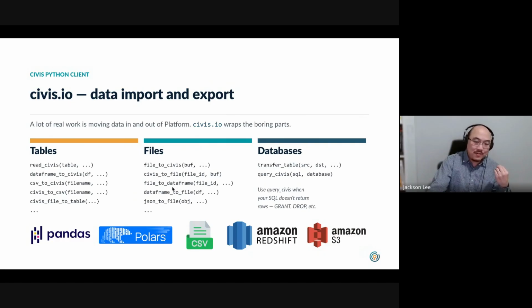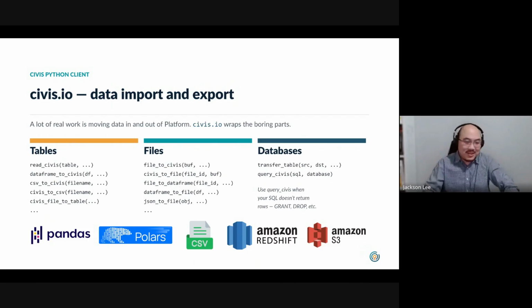And then that also extends to data frames as well, either polars or pandas. If you have a file that happens to be a plain text CSV file, as a Civis file, and you want to turn it into a data frame in Python memory so that you can work with it, manipulate it, or convert it into something else, that's file to data frame as well.